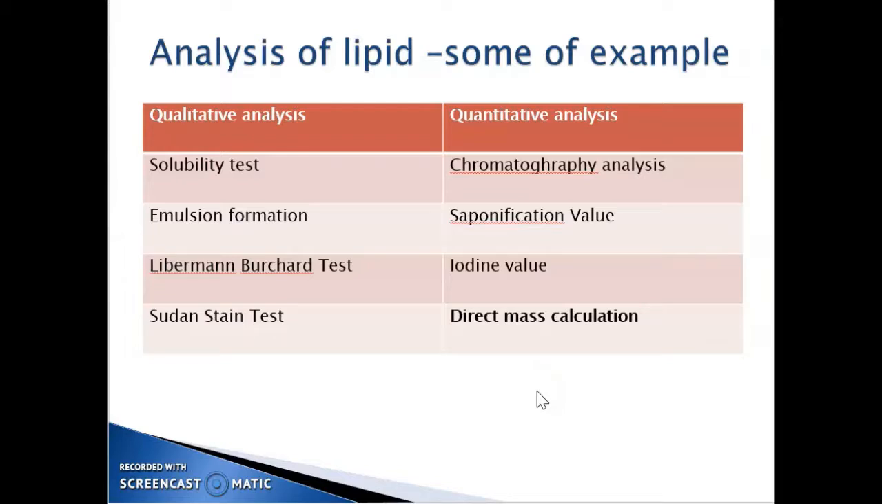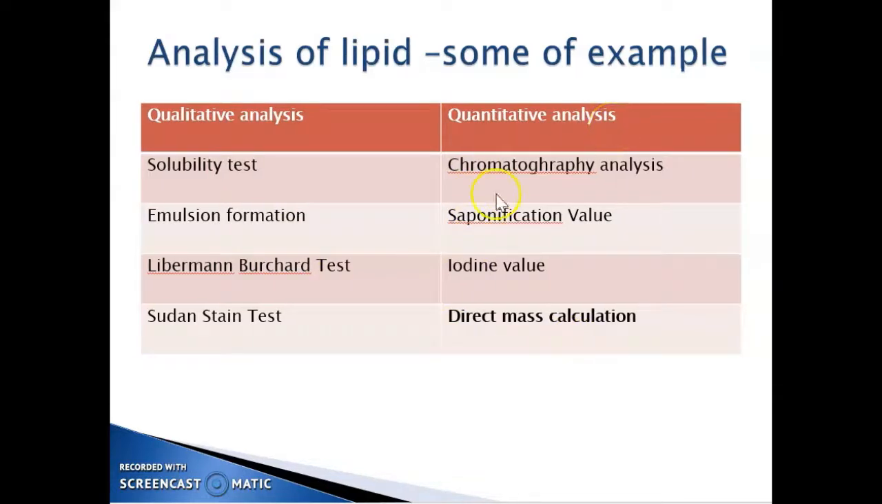Okay, now we look at quantitative analysis. There are several different types of quantitative analysis to test the presence of lipid. The first we call the chromatography analysis. Second, saponification value. The third is the iodine value or iodine test. And lastly is the direct mass calculation. If you have watched the video which I uploaded on YouTube, it is regarding the method of quantitative analysis to test the presence of lipid using direct mass calculation.